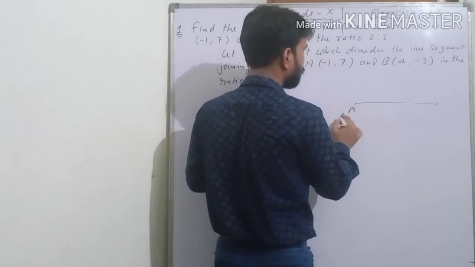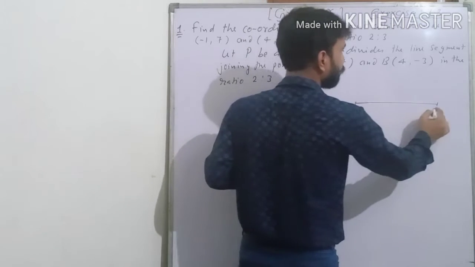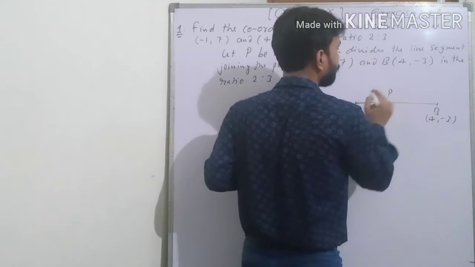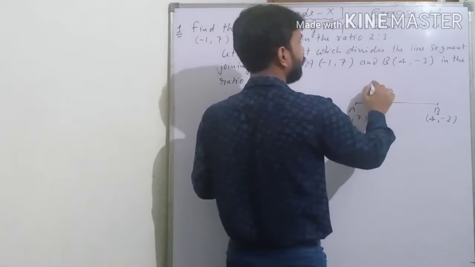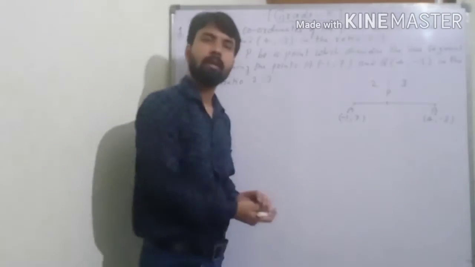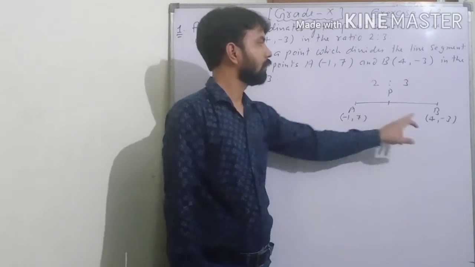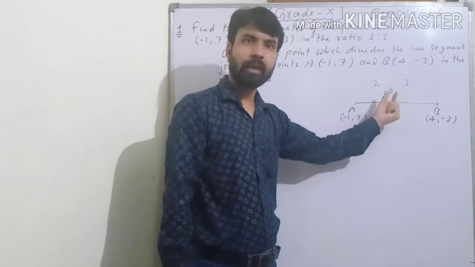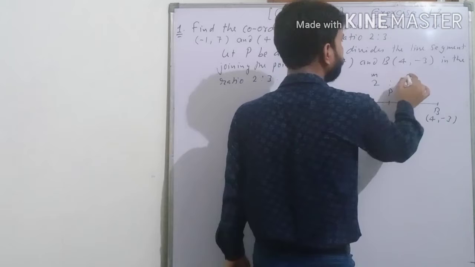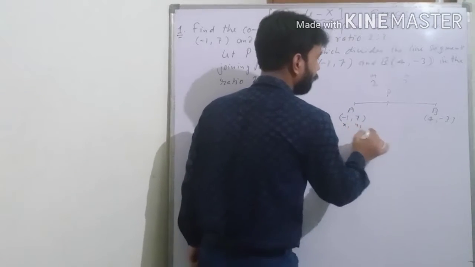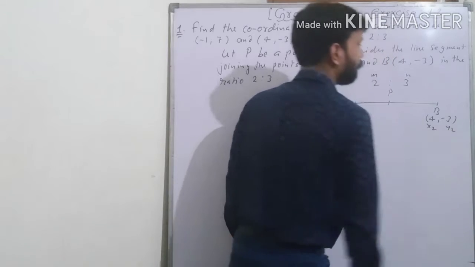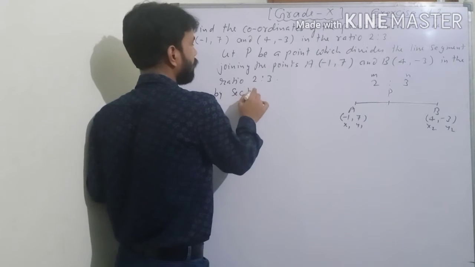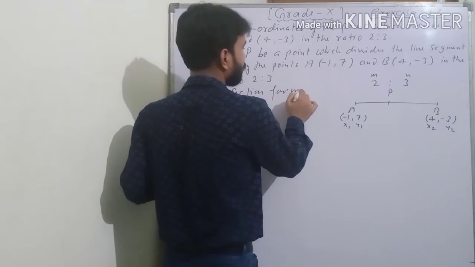This point is A, its coordinates are given -1, 7, and this point is B, its coordinates are given 4, -3, and there is a point P which divides this line segment in 2:3. Clear? So see, this is x1, y1, this is x2, y2, and this is m and this is n, and we have to find the coordinates of P. So see, m, n, x1, y1, x2 and y2. Clear? Now what will we do? We will have to write here by section formula.